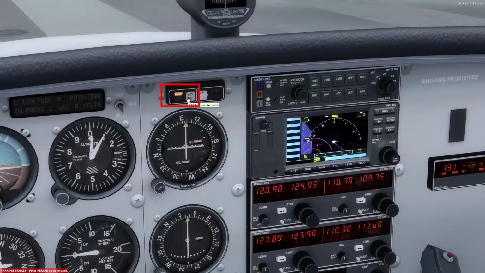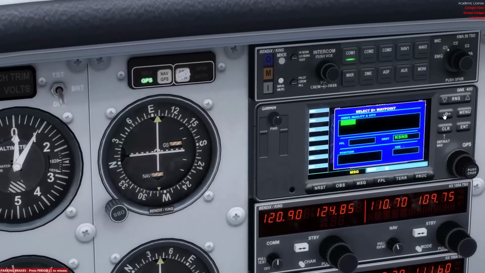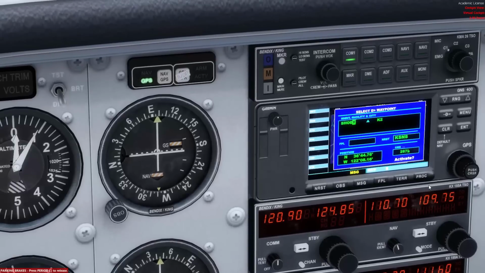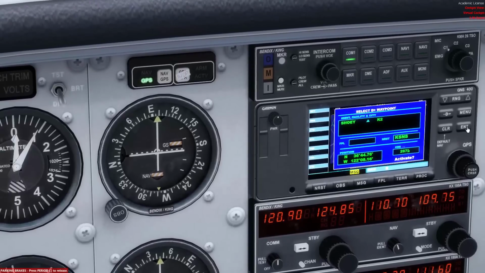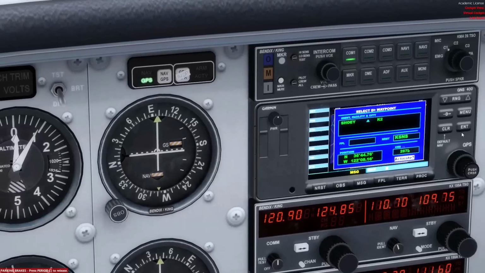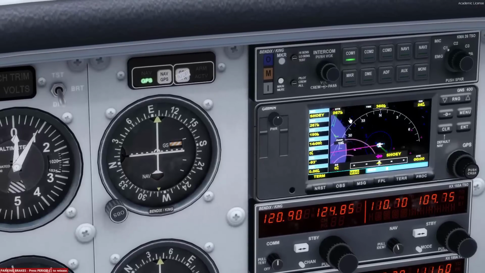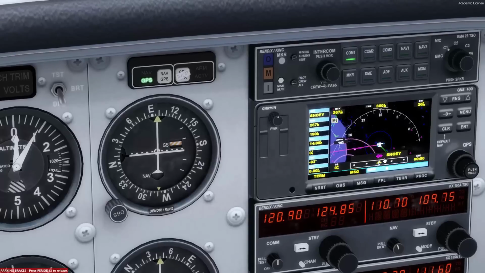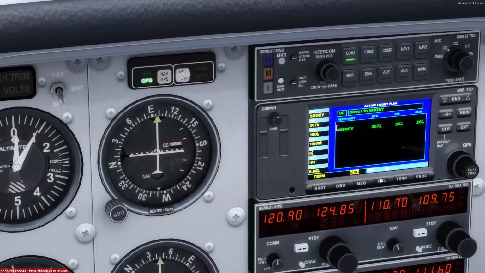I set the GPS nav button to GPS because I'm first going to use the GPS to fly to the Shui point, the first waypoint. I use the Direct To button to set the first waypoint Shui. The course to this waypoint is 267 degrees. I can also find it on the left top side of the screen and in the flight plan.